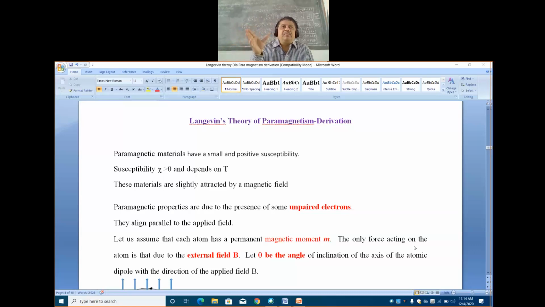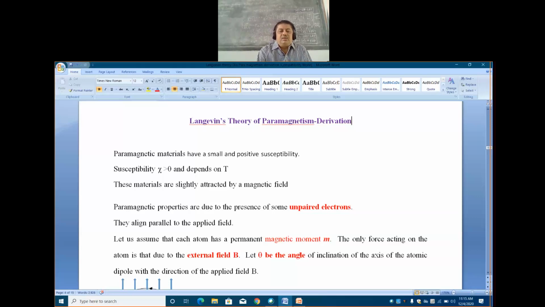If a rod is placed between the pole pieces and it stands parallel between the two pole pieces, then it is paramagnetic. If it is perpendicular, then it is diamagnetic. That is the property of the paramagnetic materials. Now, let us assume that each atom has a magnetic moment m. We are starting the derivation with a magnetic moment m, and it is placed in an external field B.